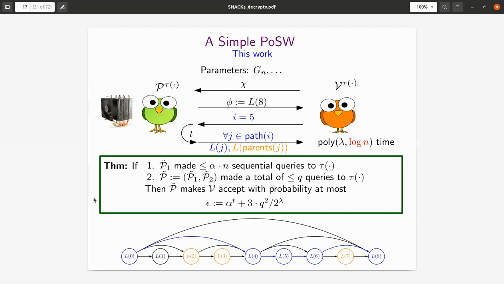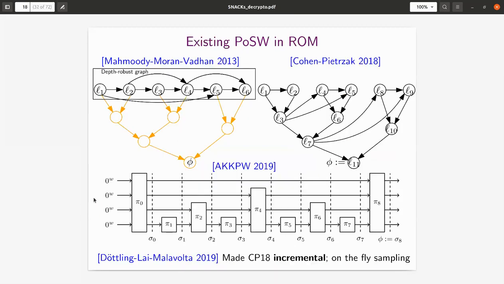Okay, so far so good. So this is a proof of sequential work, and almost all proofs of sequential work in the literature that we are aware of, each one of them defines a different graph and labels these graphs and commits to them, and they follow the same recipe more or less.